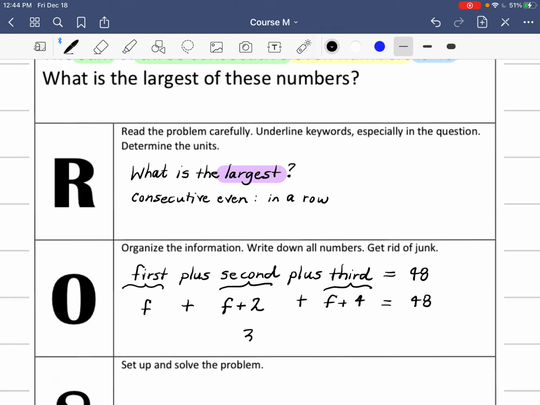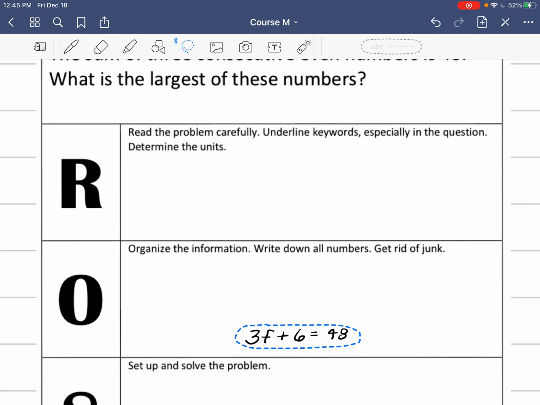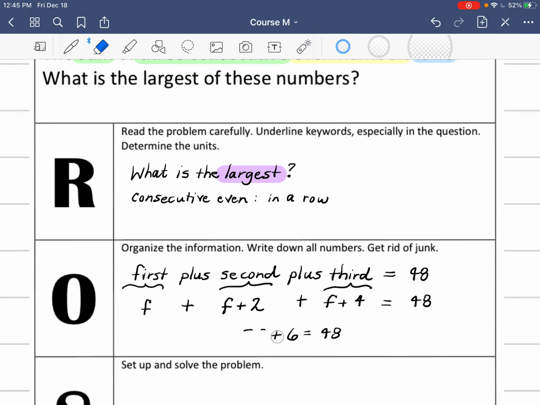And so to solve this one, we have 3 of the F's. 4 and 2 makes 6, and that equals 48. And let me just scoot that. Whoop, I can't scoot that over. I'll have to erase it. Sorry. 3 F's plus 6 equals 48. So here we go.